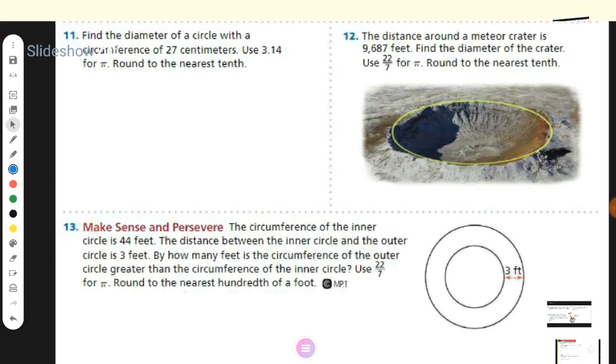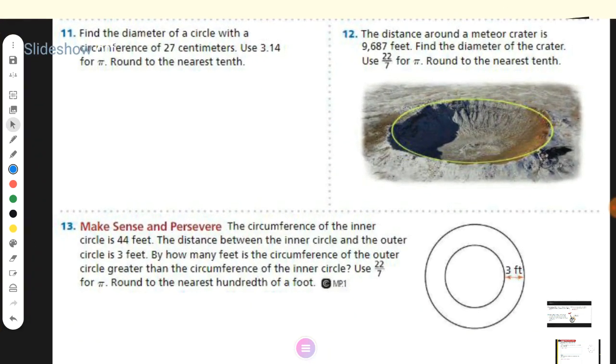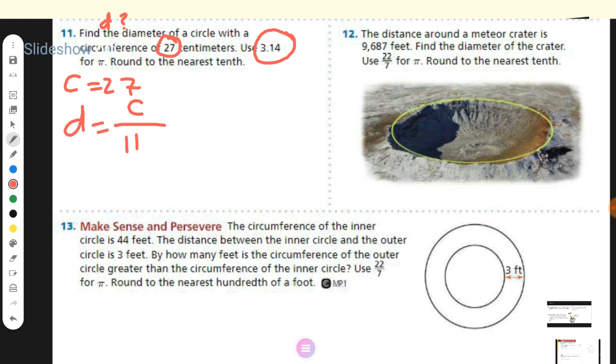Question number 11. Find the diameter of a circle. He asked for D. We need D. Okay? The diameter of a circle with circumference 27. So the circumference, he gave me C. C equals 27. Use pi as 3.14. Round to the nearest tenth. So I need D. From the magic triangle, D equals C over pi. So it's 27 over 3.14.